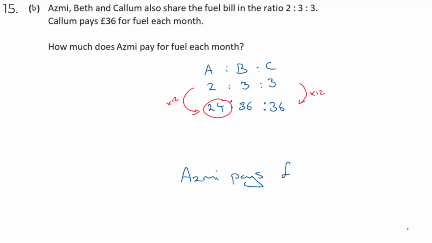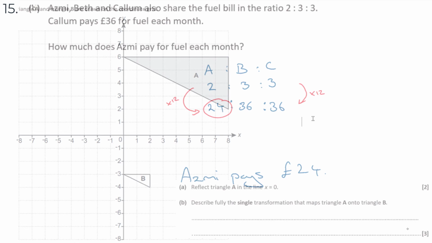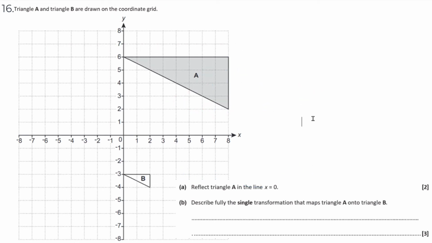So Asmi pays £24. Okay. Triangle A and triangle B are drawn on the coordinate grid. Part A says reflect triangle A in the line x equals 0. Just take care here, x equals 0 is not the x-axis, is it? x equals 0 is actually the y-axis. It's this line here, that's our mirror line.